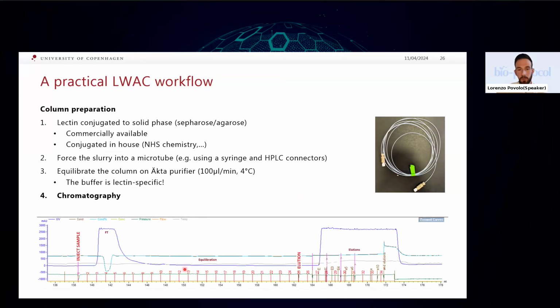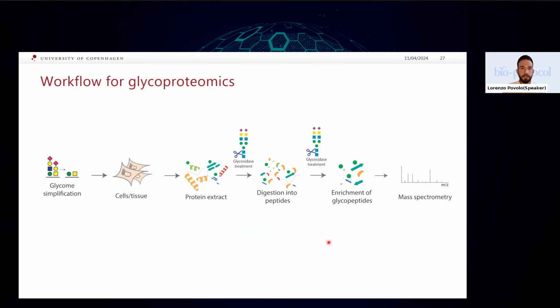Typically, what I like doing is to leave the column equilibrating before switching to an elution buffer that allows the competitive release of glycosylated peptides, which can be collected in different fractions, allowing also a fractionation that improves even more the depth of the glycoproteomics outcome. So this is a little bit in a nutshell what we do here in Copenhagen. And this is the workflow so far.